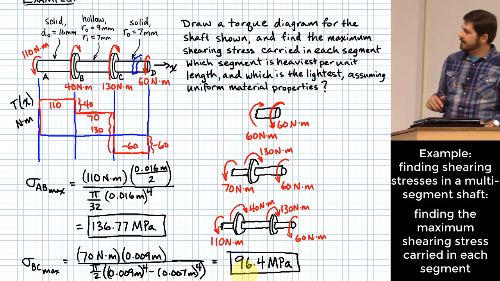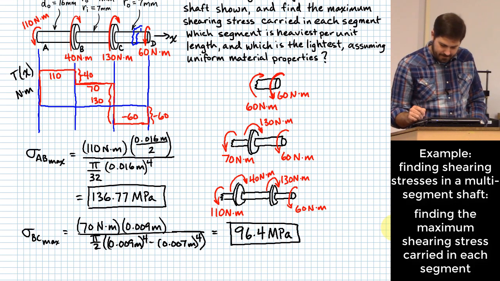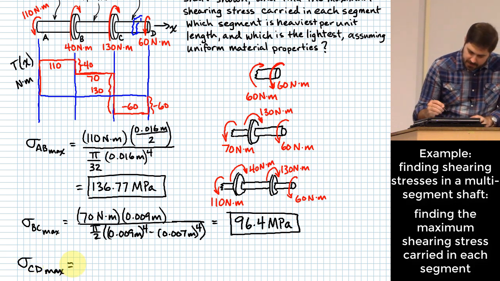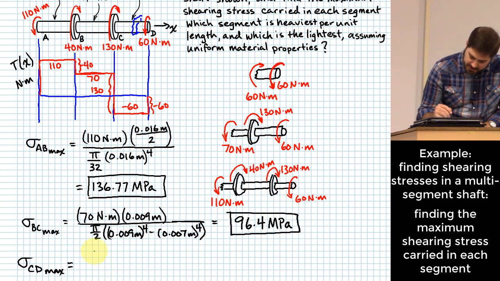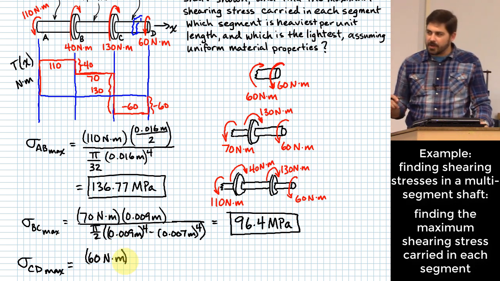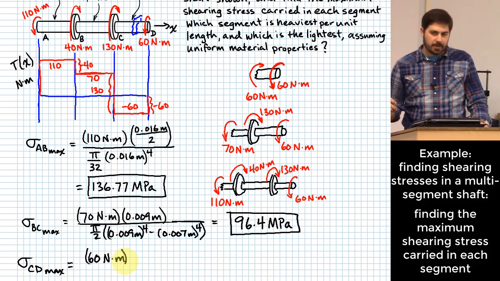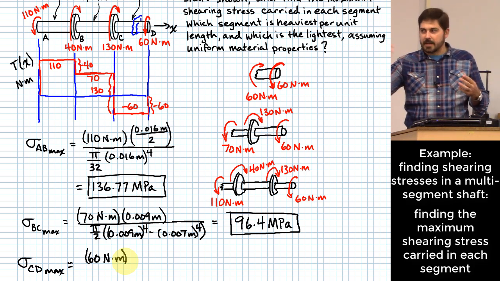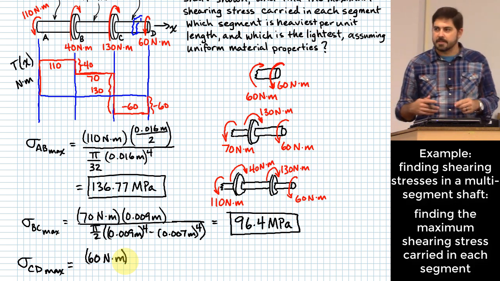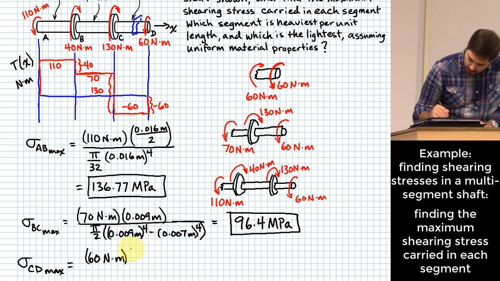Okay, and then the last one, my maximum stress in segment CD is going to be equal to 60 newton meters. Do I really care that it's positive or negative? Not really. If all I'm trying to figure out is how much stress, to compare against a strength value, I don't care if it's positive or negative, at least for that purpose. All right.